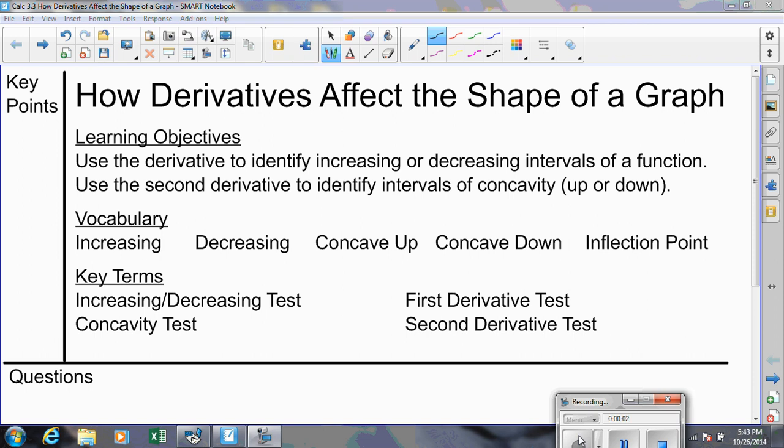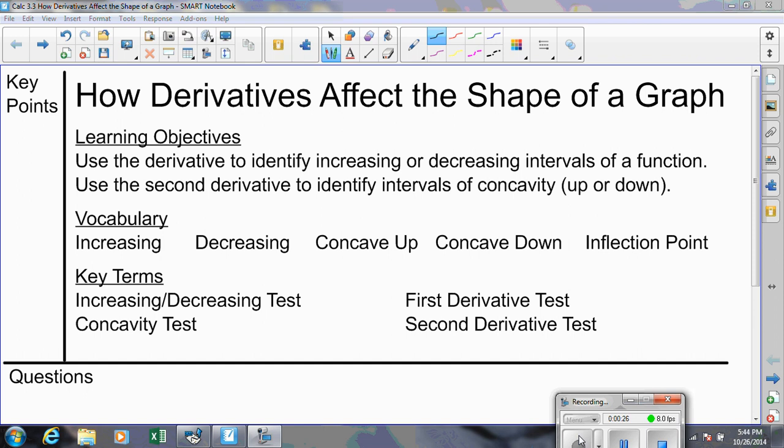In this video, we will discuss how derivatives affect the shape of a graph, specifically the graph of our function. We have two learning objectives. First, to use the first derivative to identify intervals of increasing or decreasing, and also to use a second derivative to identify intervals of concavity for concave up and concave down.